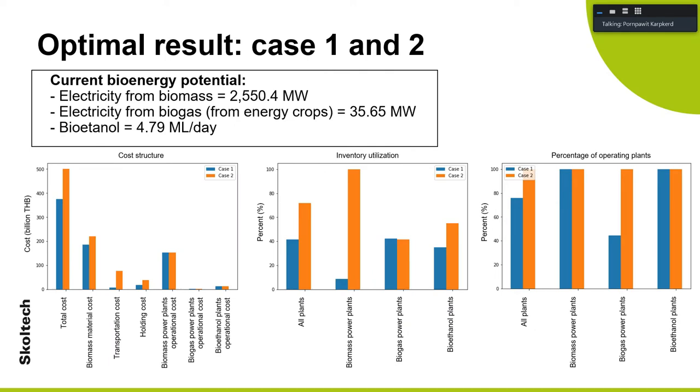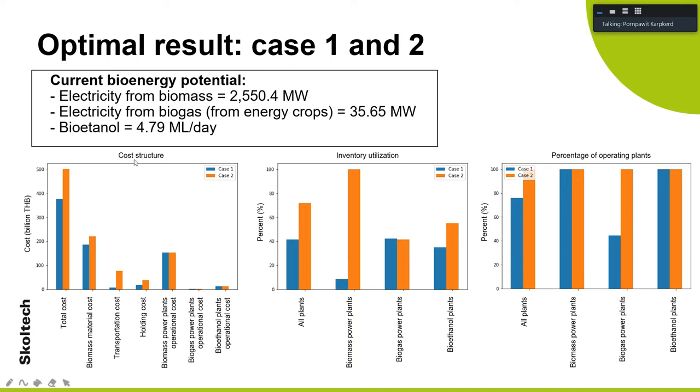So let's see the case 1 and case 2 results first. In case 1, we want to answer how much bioenergy potential Thailand has right now. From the result, Thailand currently has the bioenergy potential to produce electricity from biomass for 2,550 megawatts, electricity from biogas from energy crops for 35 megawatts, and bioethanol for 4.79 million liters per day, which means the bioethanol can potentially satisfy the AEDP. But electricity from biomass and biogas haven't satisfied the AEDP yet.